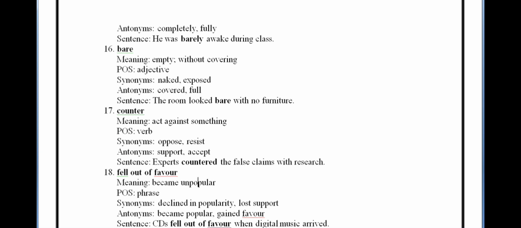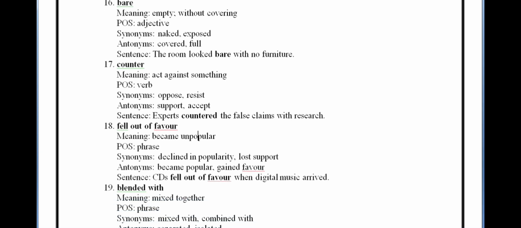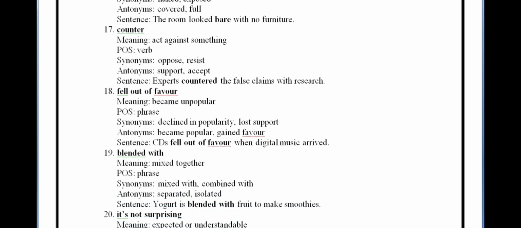The 18th word is fell out of favor. That is become unpopular. It is a phrase. Favor is liking, so it is becoming unpopular. Synonyms are declined in popularity or losing support. Antonyms: become popular or gained favor. CDs fell out of favor when digital music arrived.